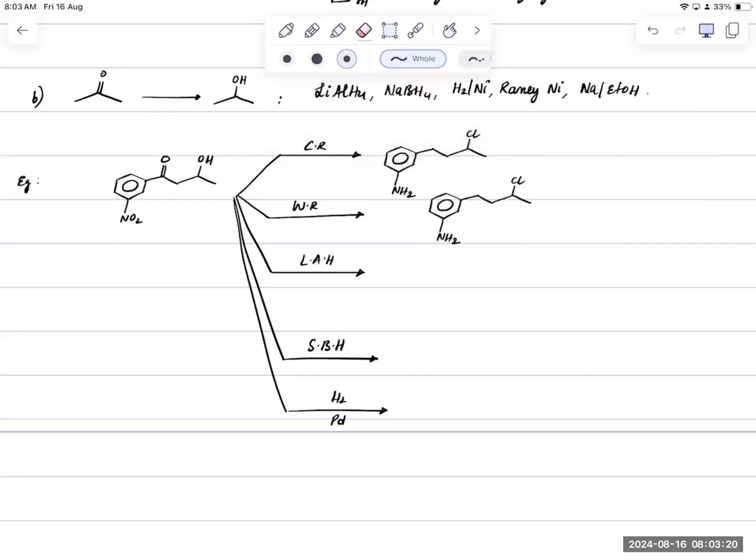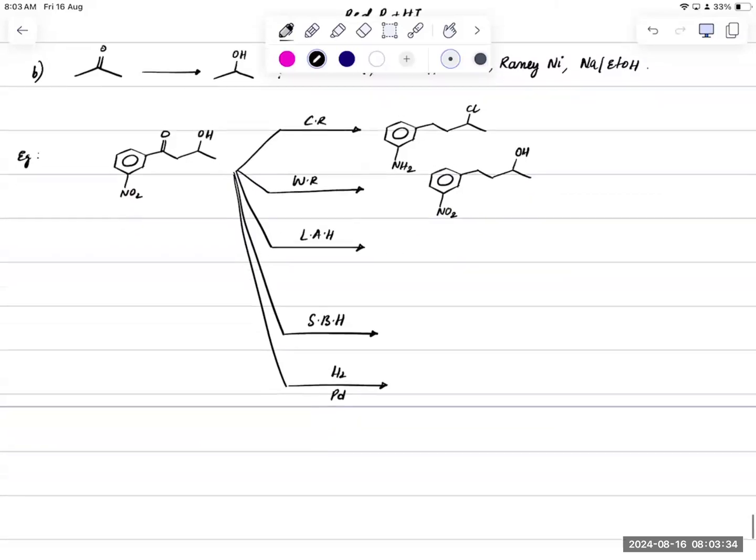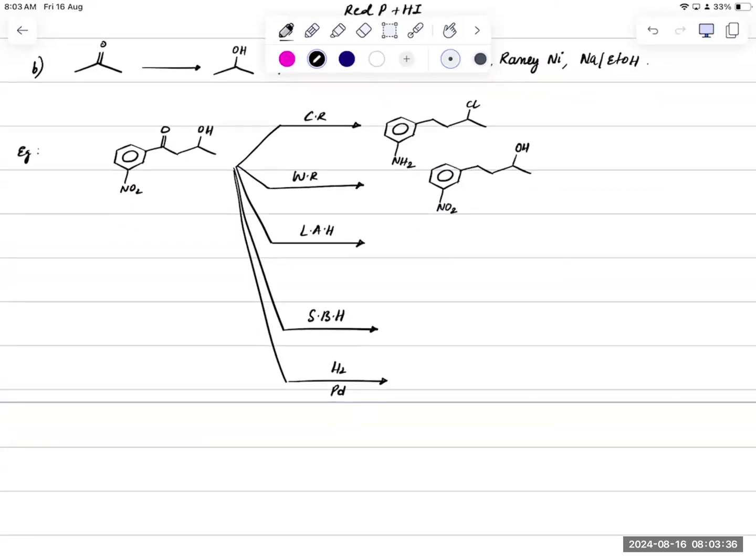Wolff-Kishner. Usually, this NO2 they do not reduce, but in some cases, if you do not have any other option, then go for it. But alcohol should not be disturbed. That is the more important part. In case of Wolff-Kishner, alcohol should not be disturbed. Okay. Next is lithium aluminum hydride.